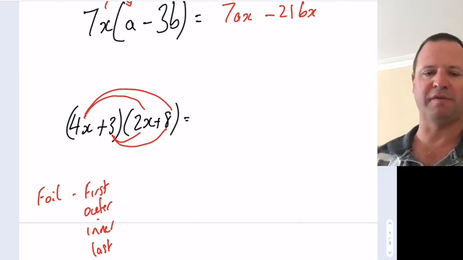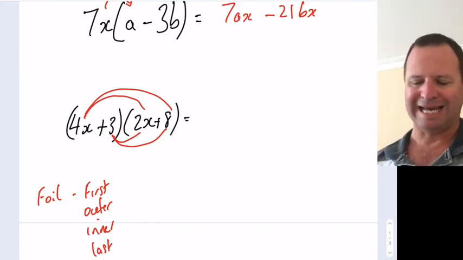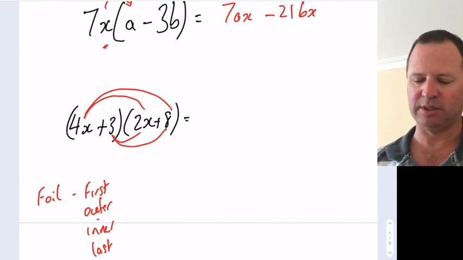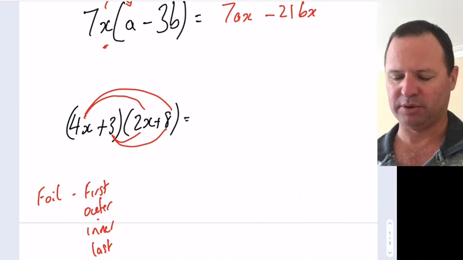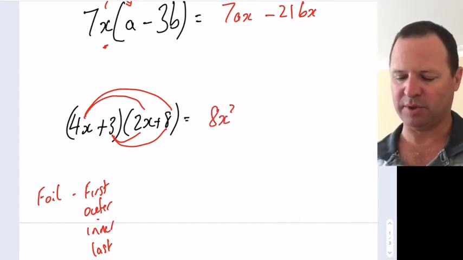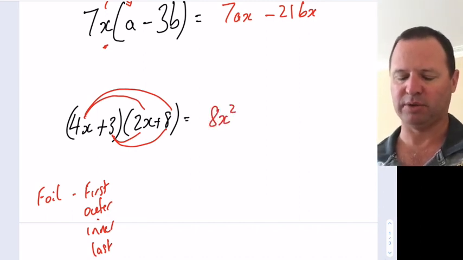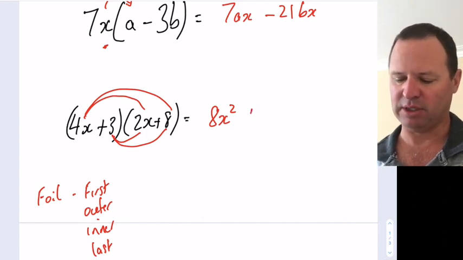I'm distributing the 4 first into those first 2 as if it was sitting up there just like these ones, and then I'm going to distribute the 3. Okay, so I've got 4x multiplied by the 2x will give me 8x squared. I've got the 4x multiplied by the 8, which is going to get me 32x.